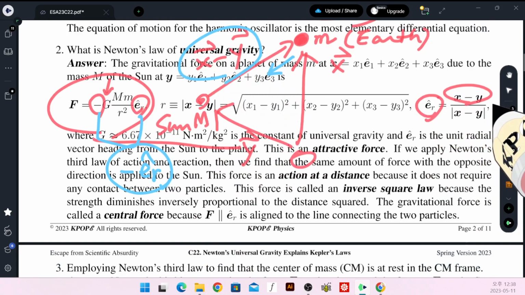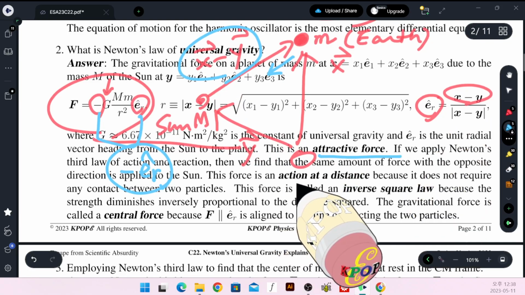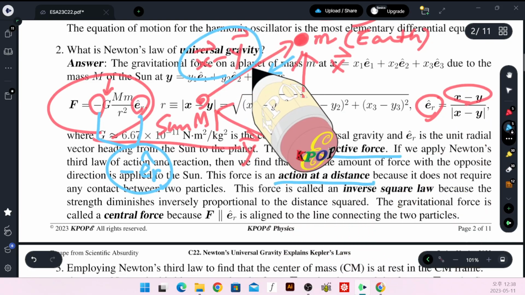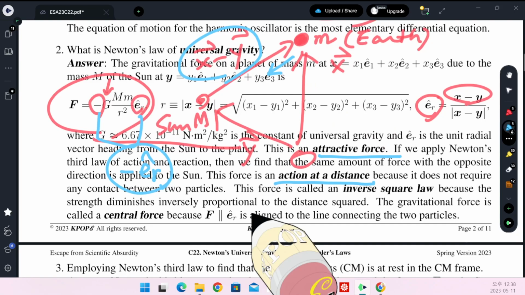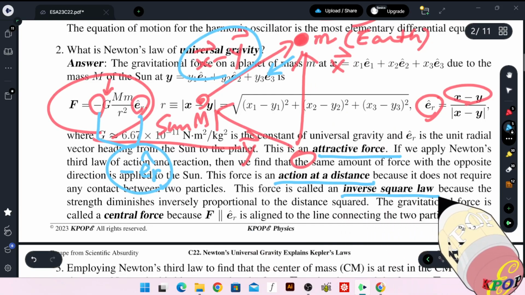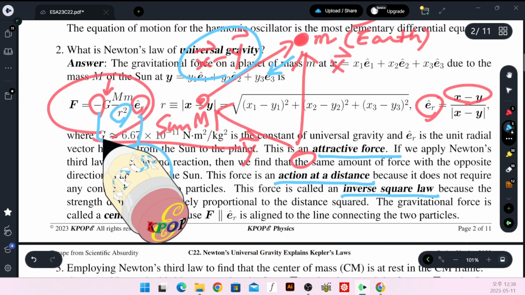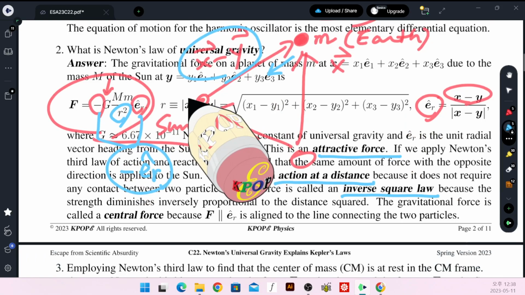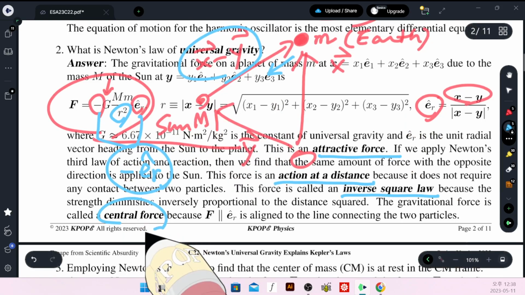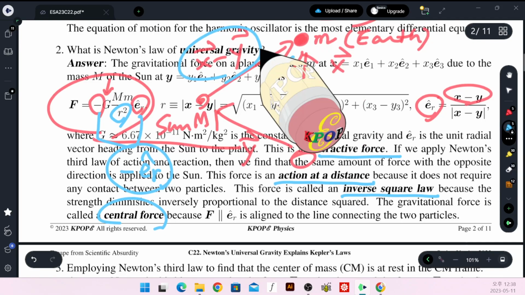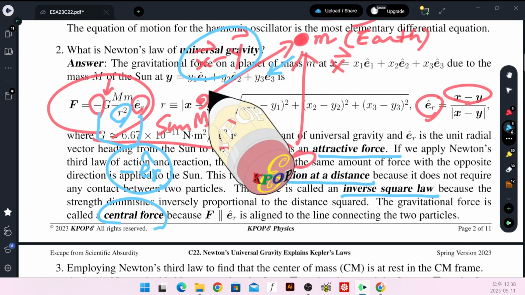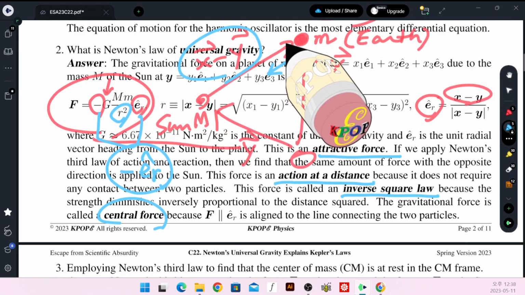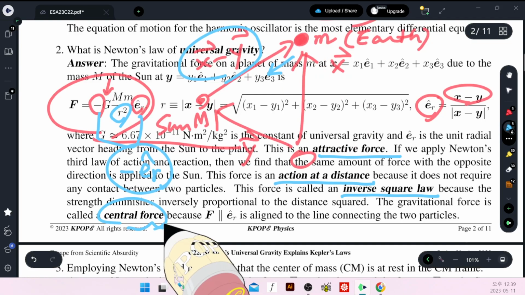Okay. The first property is attractive action at a distance. There's no mediator between them. No connection is necessary. No contact is necessary. Second is the inverse square law, where r is the distance between the two objects. Third, it is a central force, that is, either parallel or anti-parallel to the displacement between the two particles that are interacting with each other. So it is also a central force.